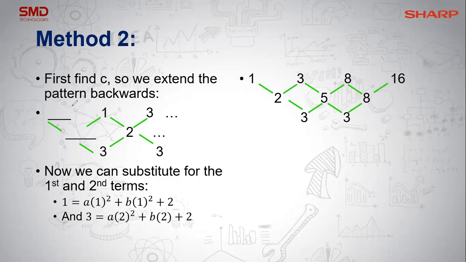So for example, I've got the pattern here, it's 1, 3, 2, 3. So we can see we're adding 3. So how did we get to 2 when we added 3? We subtracted 1, right? And from what did we subtract 1 to get to 1? We subtracted it from 2. So our C value is 2. That's the C value here.